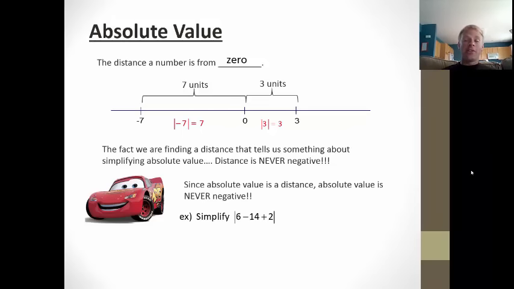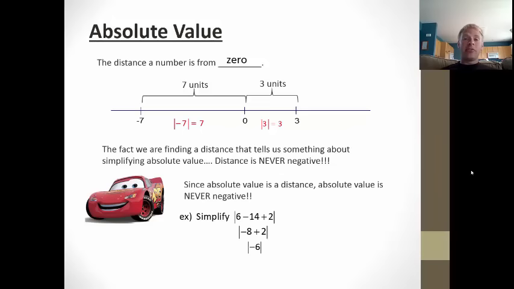Now we have a subtraction and addition inside our grouping symbols. Which comes first? Well, let's read from left to right. Subtraction comes first, so we subtract first. We get -8. Then I add, I get -6. Now I am ready. I've simplified inside the grouping symbols.